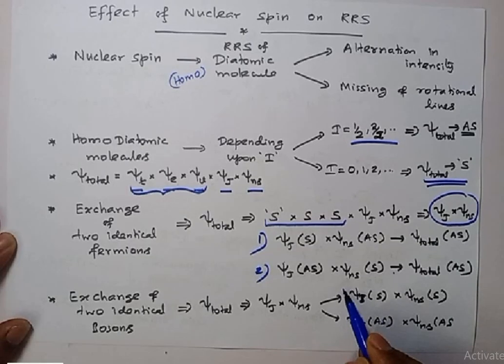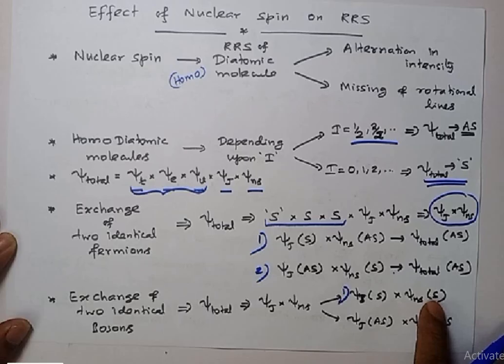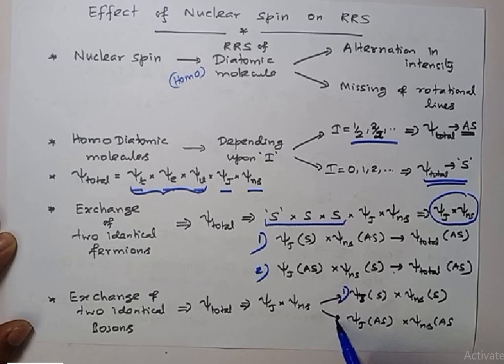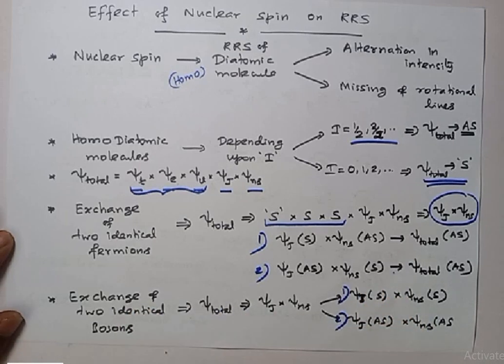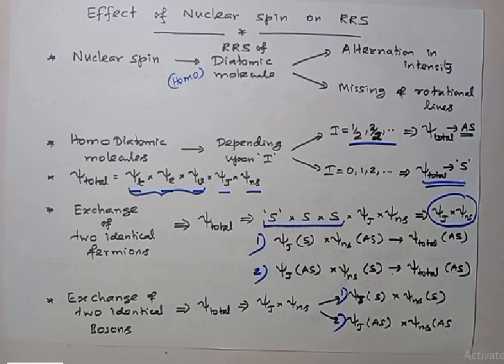Here also we get two possibilities. What are the two possibilities? Number one, if psi J is symmetric, psi nuclear spin must also be symmetric. Therefore, symmetric into symmetric is symmetric, so the total wave function is symmetric. What is the other possibility? If psi J is antisymmetric, psi nuclear spin must also be antisymmetric. Antisymmetric into antisymmetric will also give total symmetric. So this product is symmetric, this product is also symmetric, so the total wave function is symmetric in the case of exchange of identical bosons.